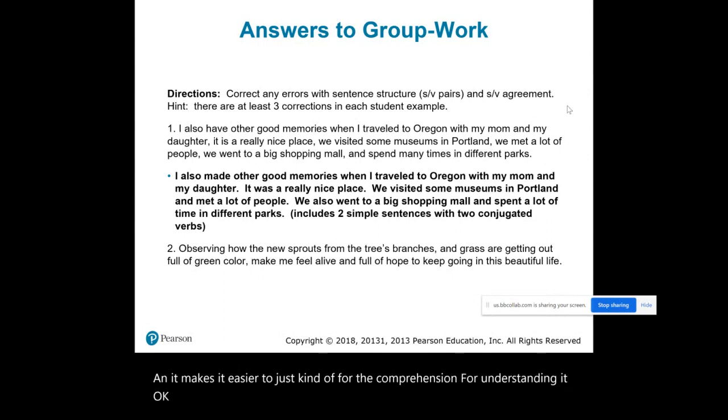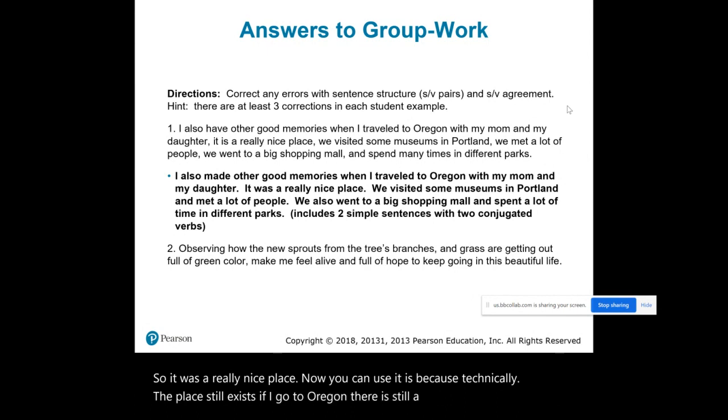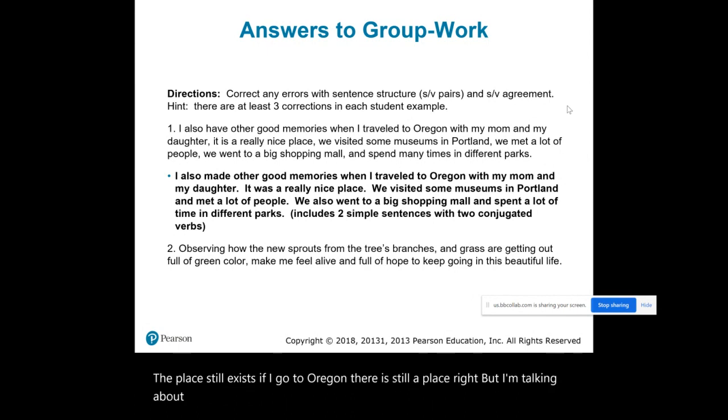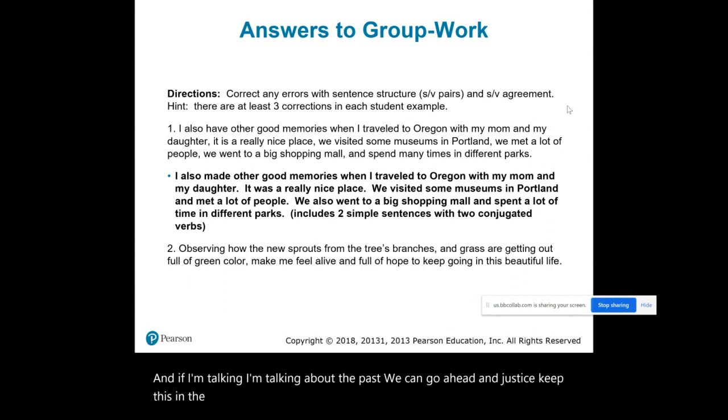Then I can start a new sentence. It, right? And I'm talking about the trip. It was a really nice place. Now you can use "it is" because technically the place still exists. If I go to Oregon, there is still a place, right? But I'm talking about my trip, and if I'm talking about the past, we can just keep this in the past, all right? So you can use "is," but I would probably use "was." So it was a nice place. I can put a period.